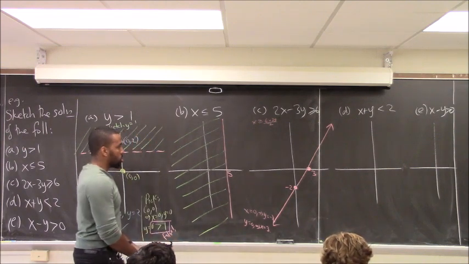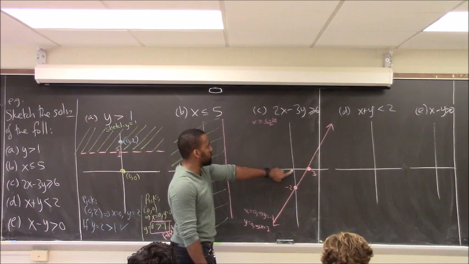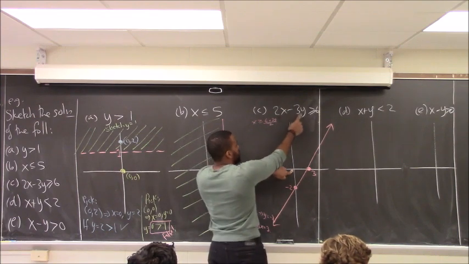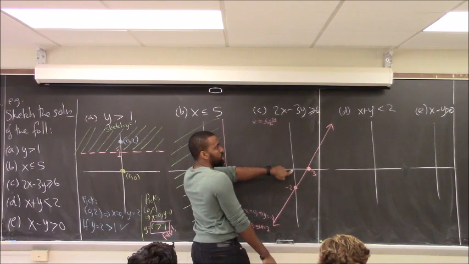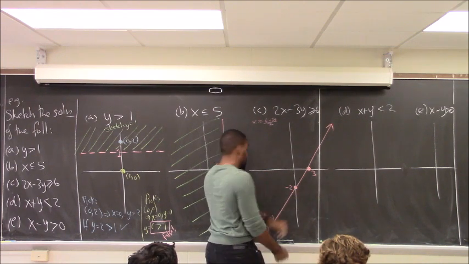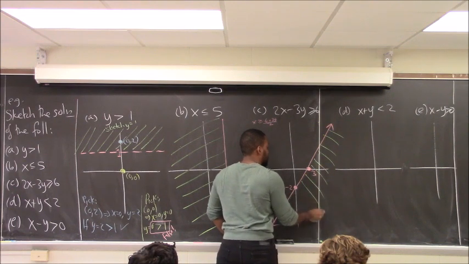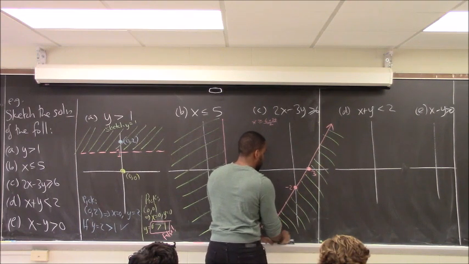Another way, the origin is a nice point to pick a lot of the times. Notice if I choose the point 0, 0, plug in 0 and 0 here, I get 0 is greater than or equal to 6. That is false, which means, again, the solution must be on the other side. So, turns out over here is the solution. This entire half right here.